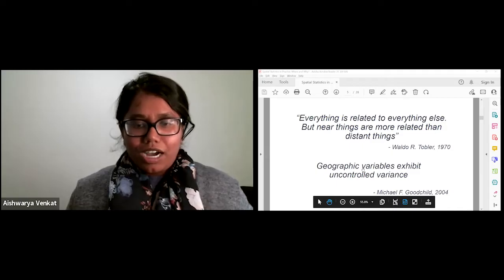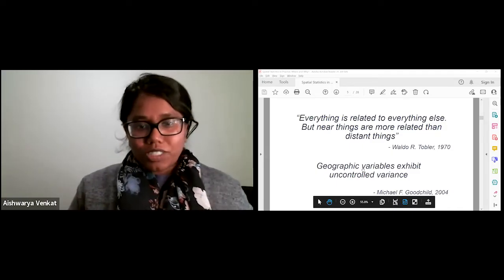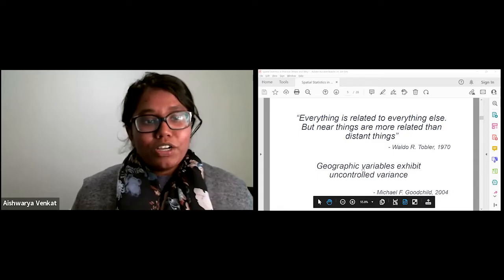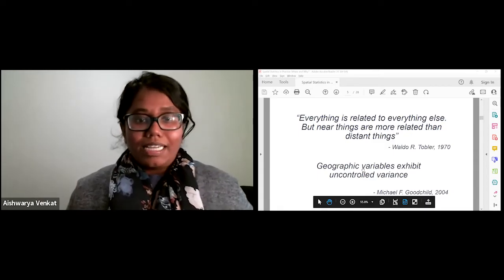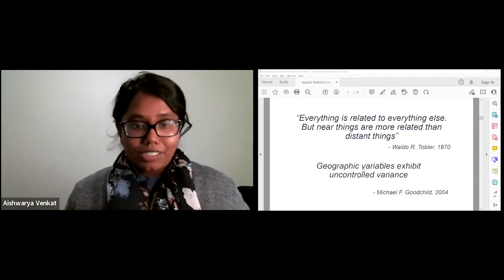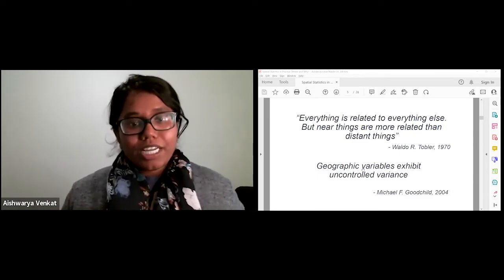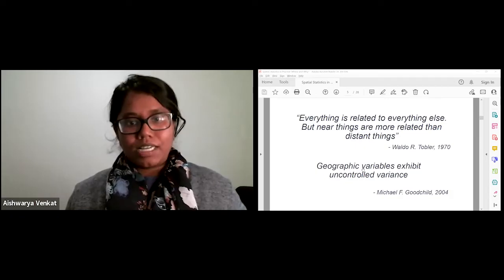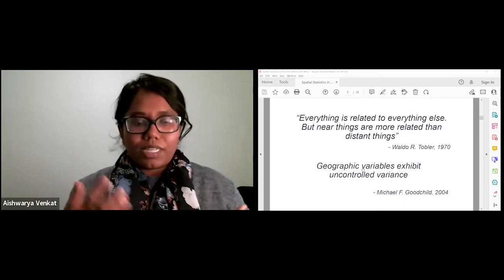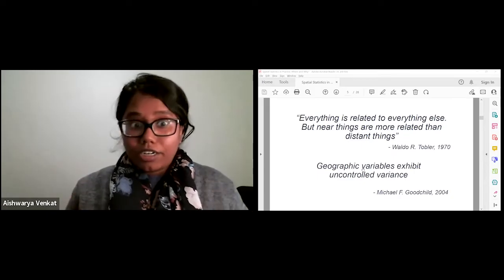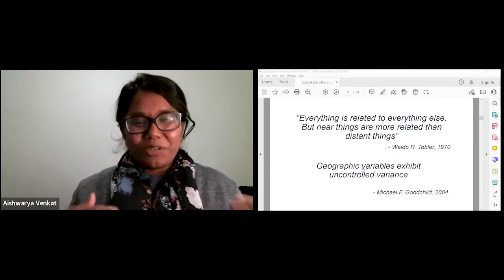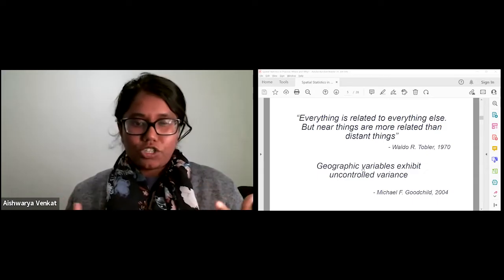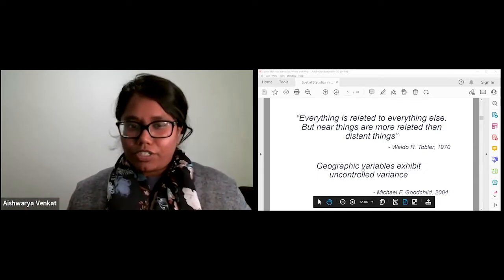A lot of these are different based on what kind of spatial data you have, of course, and it can mean a lot of things in geography. So the second law was developed by Michael Goodchild, and it says geographic variables exhibit uncontrolled variance. This introduces the idea of spatial heterogeneity, which allows us to use traditional statistics and apply them to spatial questions to see if a variable or some kind of phenomenon is correlated with itself or with other covariates over space. In using these principles and asking these questions, we begin formulating equations and hypothesis tests to measure correlation and how things vary over time.